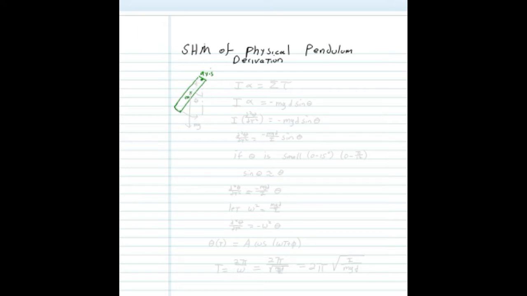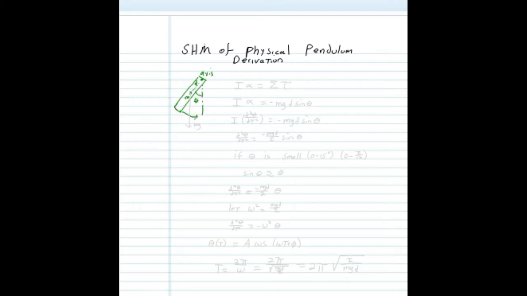And it doesn't have to be a uniform object either. If it's a uniform object, then the center of mass is going to be halfway along its length, but it doesn't have to be. In this case, let's call the distance from the center of mass to the axis d. And we've taken this bar and we've pulled it back to an angle theta from the vertical, like so. And we're going to allow it to swing in an arc in this direction.